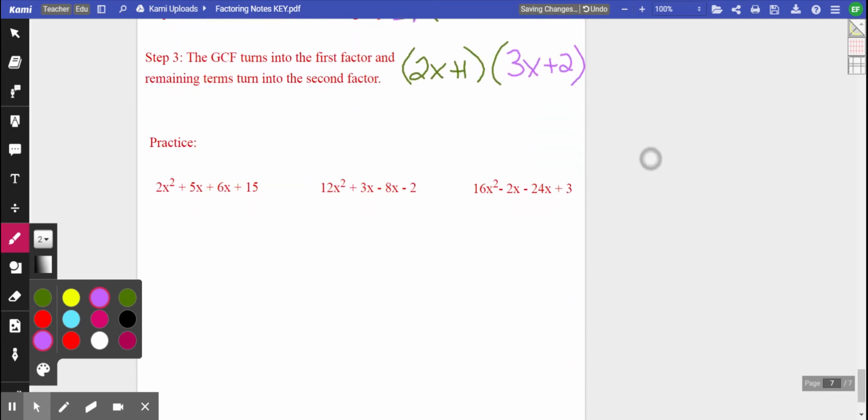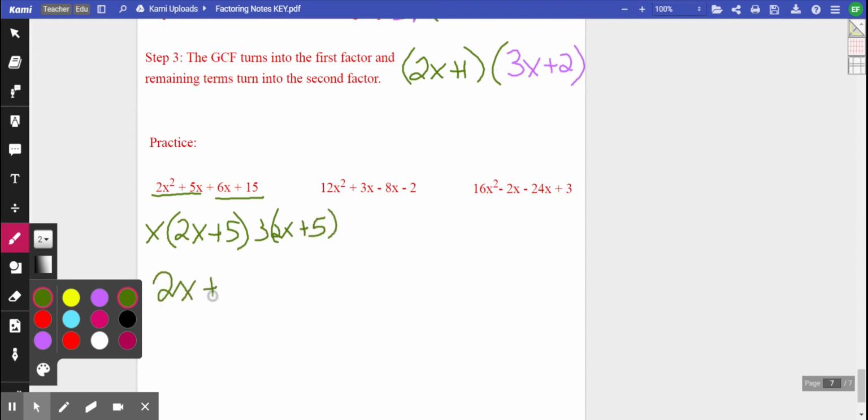We got a couple more practice examples. Again, if you want to go ahead and hit pause at any point and try them yourselves, that's usually a good idea. So grouping my first 2, grouping my last 2. GCF, x, leaving me with 2x plus 5. GCF of the second set is 3, leaving me with, again, 2x plus 5. So final answer, 2x plus 5 and x plus 3.